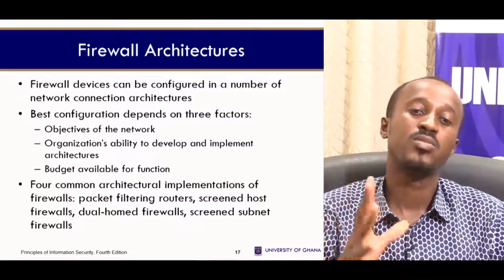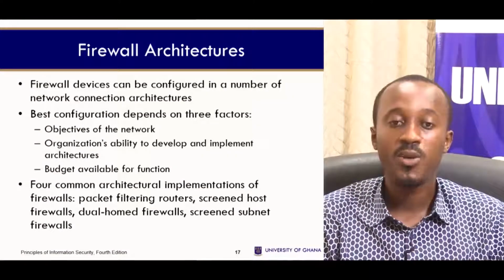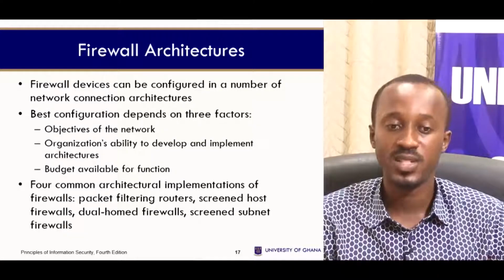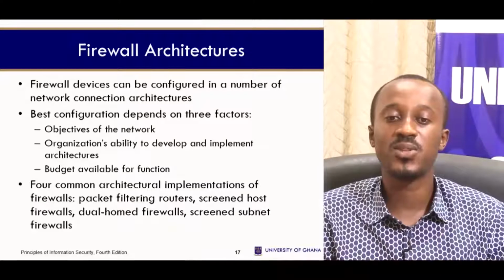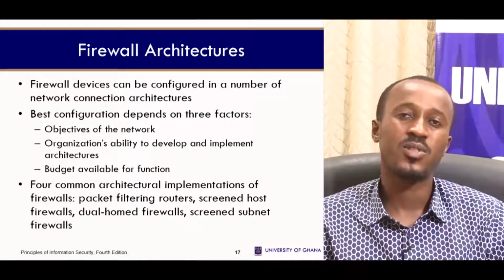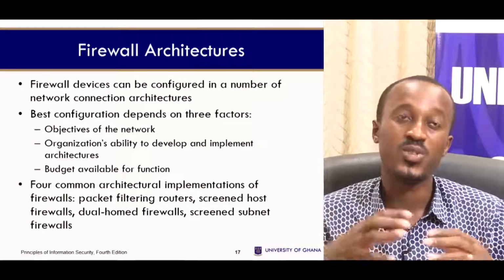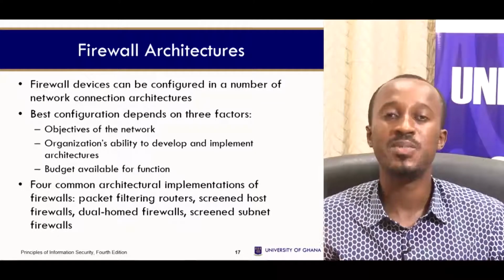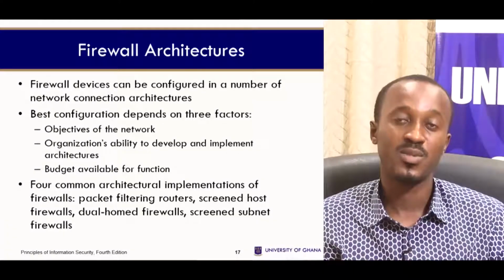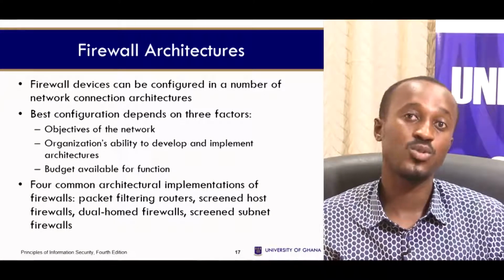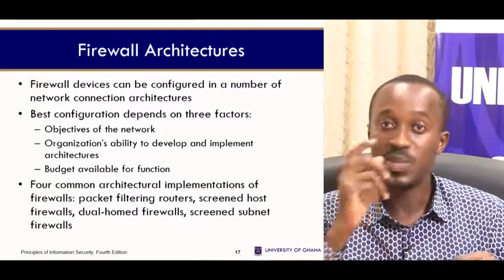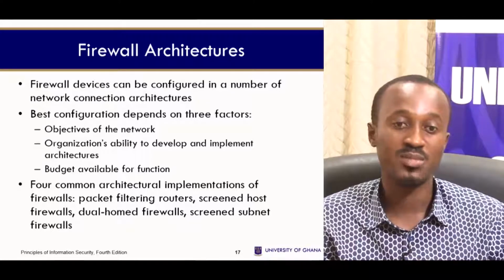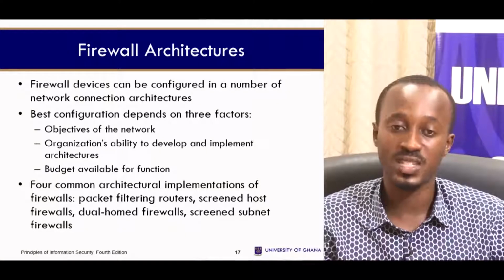Then we can take a look briefly at the firewall architecture. The firewall device can be configured in a number of network connection architectures. There are so many of them. For the best configuration, it depends on 3 factors. What are the objectives of the network? What is the aim of that network that you are trying to put a firewall on? What is the organization's ability to develop and implement the architecture? Because there could be an architecture that the company might want to use, but they might not have the ability to enforce it. So that is also very necessary to consider before you run any configuration.